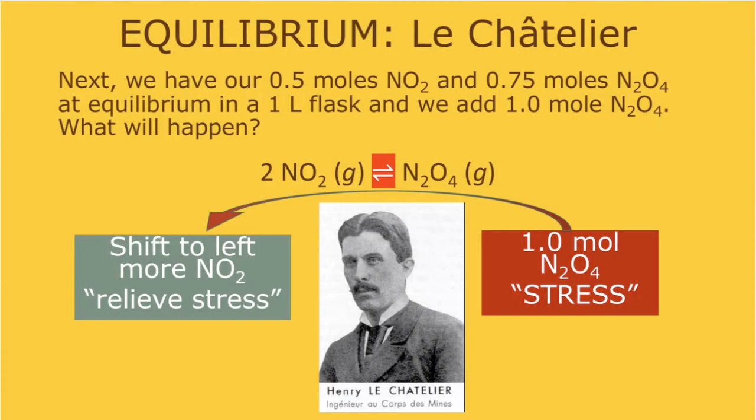Next, we have our 0.5 moles of NO2 and our 0.75 moles of N2O4 at equilibrium in a 1 liter flask, and we add 1 mole of N2O4. What will happen? Well, remember our guy Le Chatelier? He described things at equilibrium, and he said if you put a stress on that equilibrium, everything will shift to relieve that stress. So here we put in 1 mole of N2O4, stress on the right, and the equilibrium will shift to the left, which will produce more NO2 and relieve the stress.